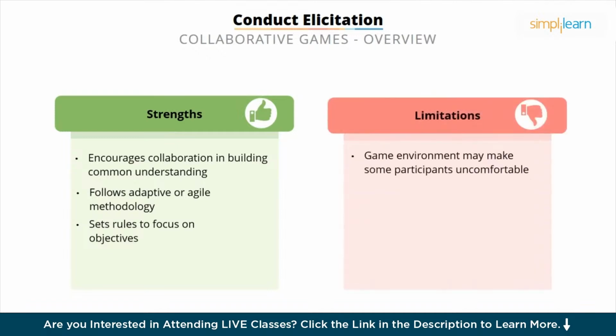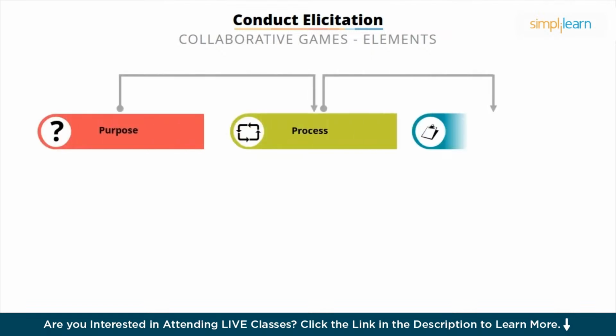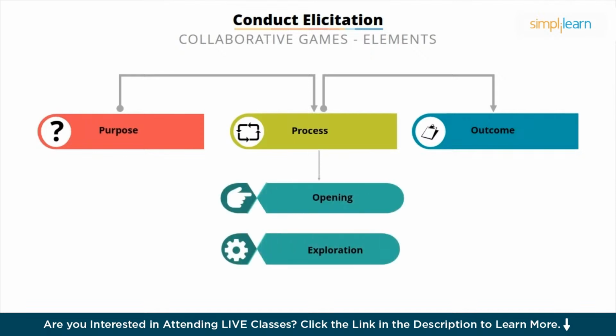The shared experience from collaborative games encourages creative thinking in a game environment, but it may also make some participants with reserved personalities uncomfortable. It is time-consuming and may be perceived as unproductive if the objectives or intended outcomes are unclear. There are 3 elements of this technique: game purpose, process, and outcome. The process element has 3 parts: opening, exploration, and closing.